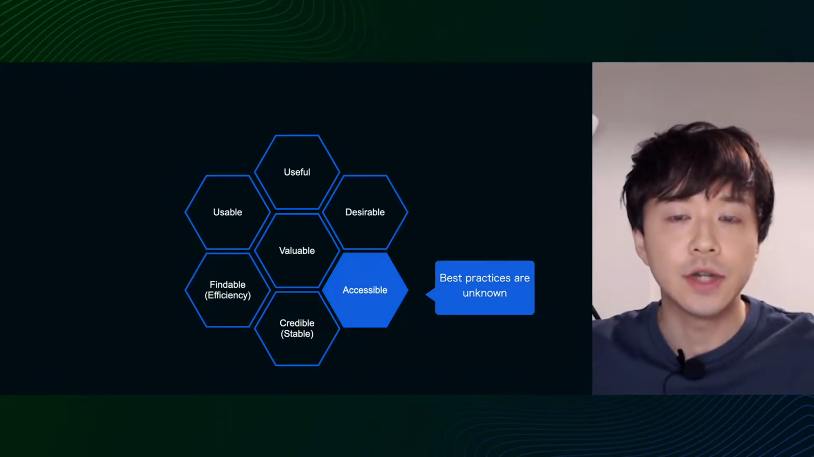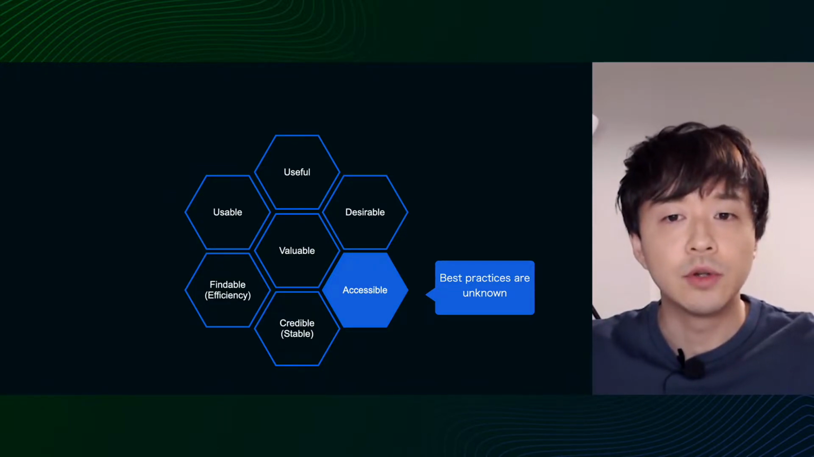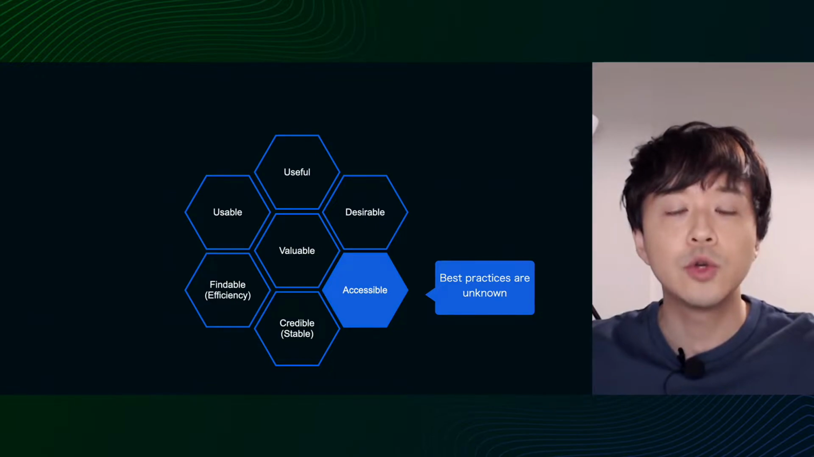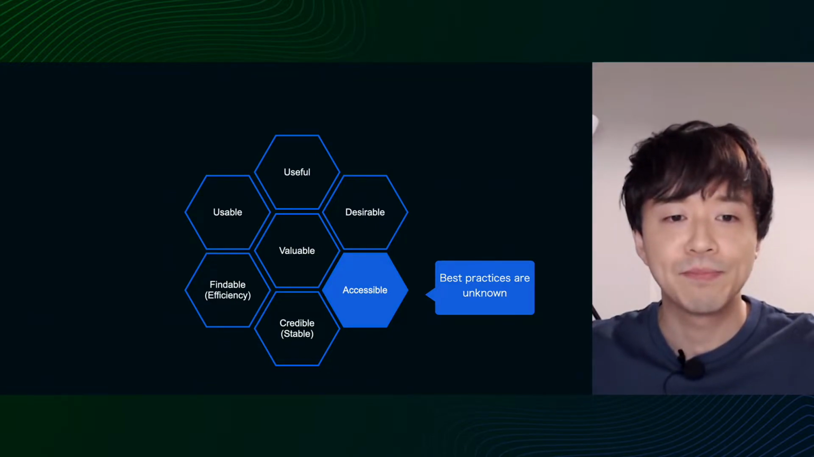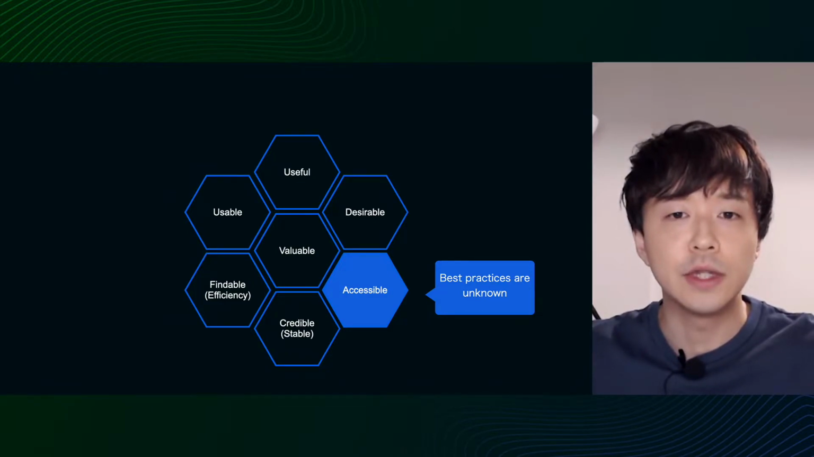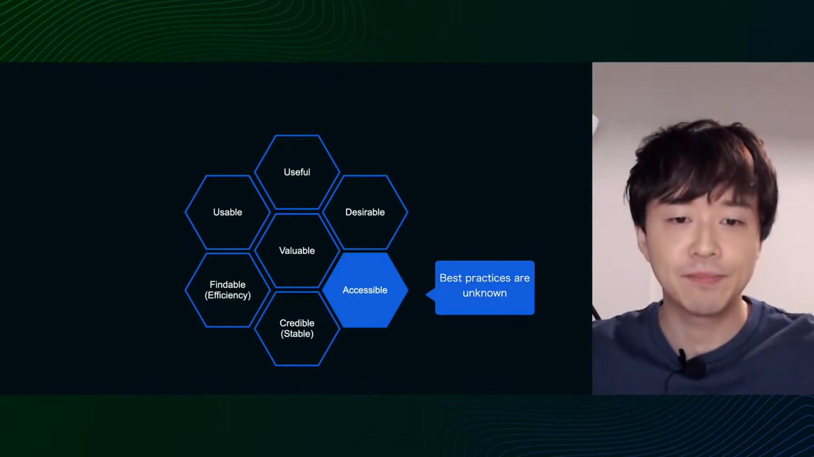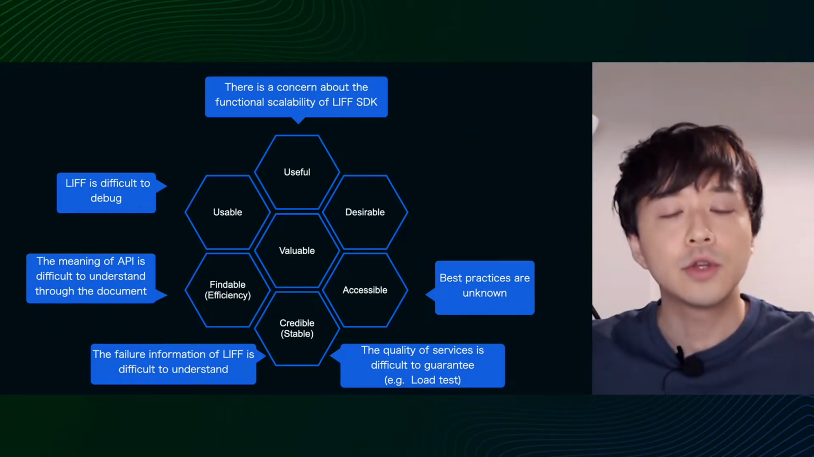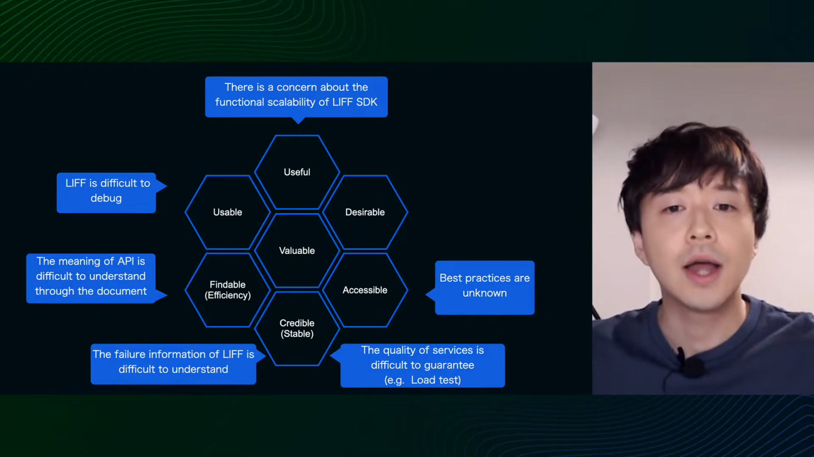Accessible literally means accessibility, but it can also be taken to mean that it should be available to developers of any skill level. The issue includes not knowing the best practices when using the SDK in combination with other solutions such as front-end frameworks. And finally, desirable is what attracts developers to use it.